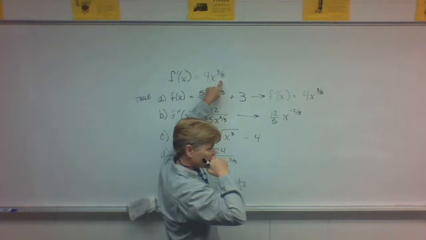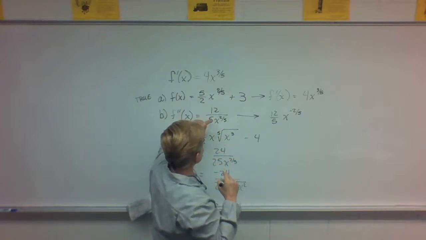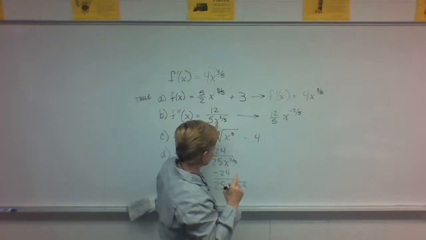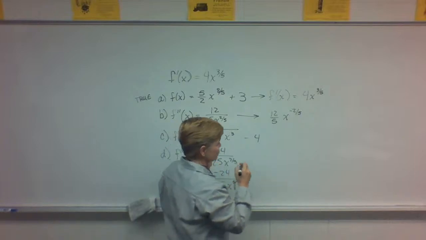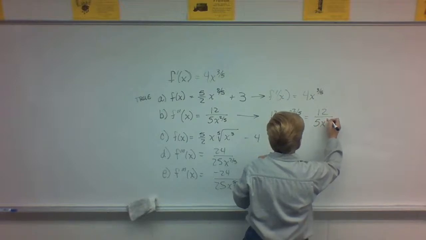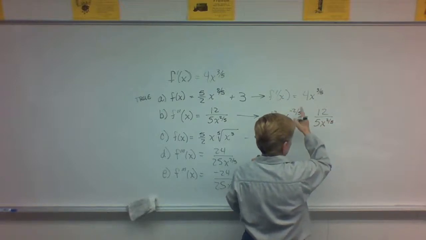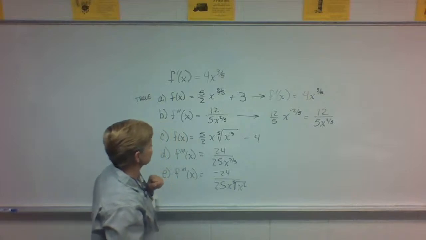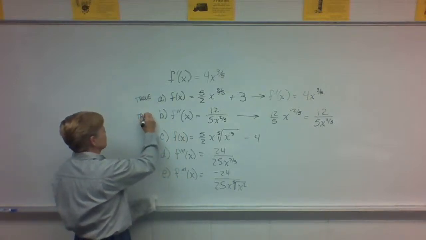Do you agree? It doesn't look like that, but it would if we just tucked that downstairs where it belongs. 12 over 5x to the positive 2/5 is what you get when you make your exponents positive, and sure enough, that's a true one. You see what we're doing?